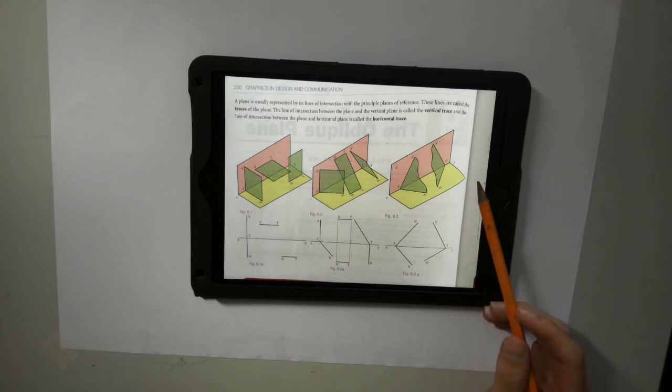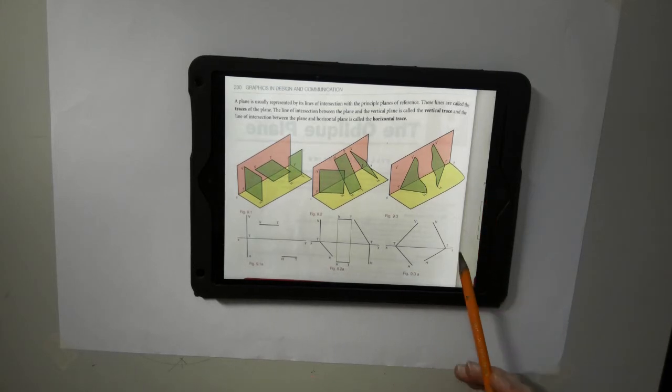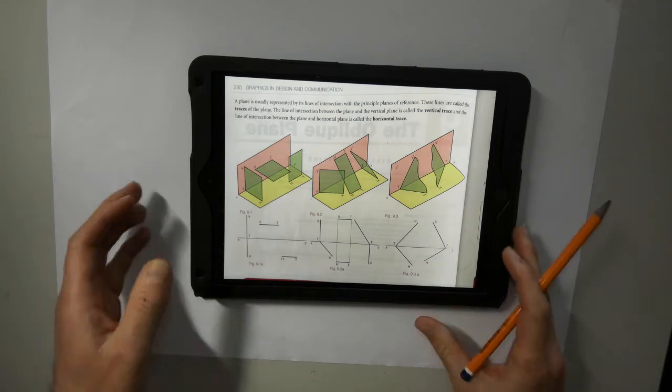So the oblique plane is the one we're going to be focusing on throughout this chapter, where we're looking at a plane that's inclined to both surfaces there.